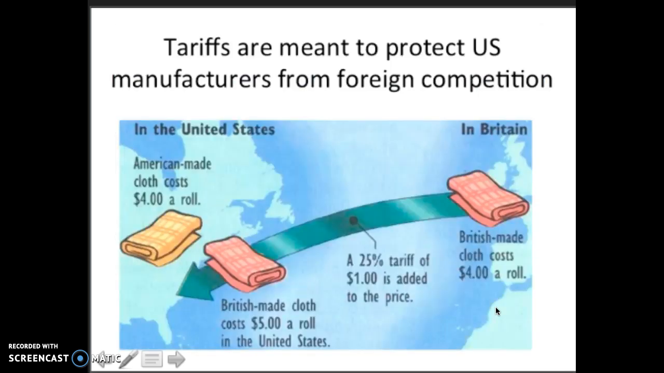Here's another sketch that kind of shows you this. Tariffs are meant to protect U.S. manufacturers from foreign competition. That's the British good coming into the U.S. at a 25% tariff. It's $5 in the U.S. This British good and the American good was $4. So Southerners fiercely hated tariffs. To the South, the North was getting rich at the expense of the South.